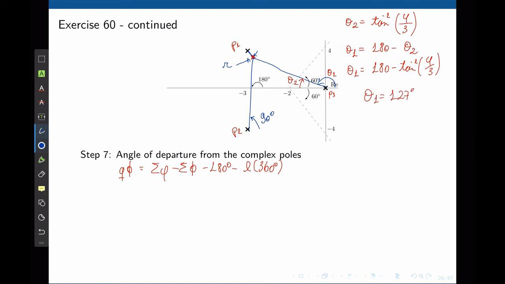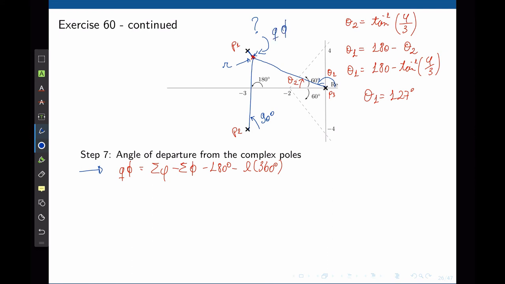What about the missing angle here? That missing angle is the angle of departure of the complex pole P1. That's what we are trying to calculate. The result of this expression here, if we replace all angles with the exception of the angle between P1 and R, is the angle of departure of P1. And again, this comes from the fact that for a point to belong to a root locus, the sum of all angles between poles and zeros must always be 180 degrees.